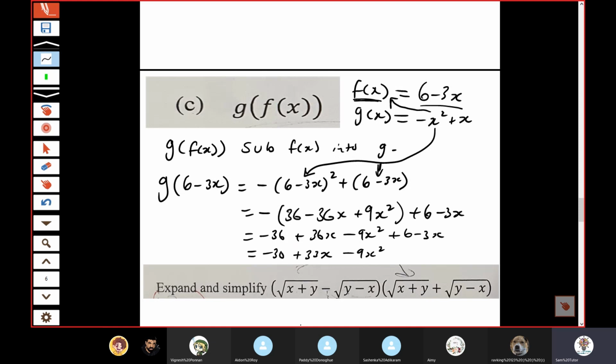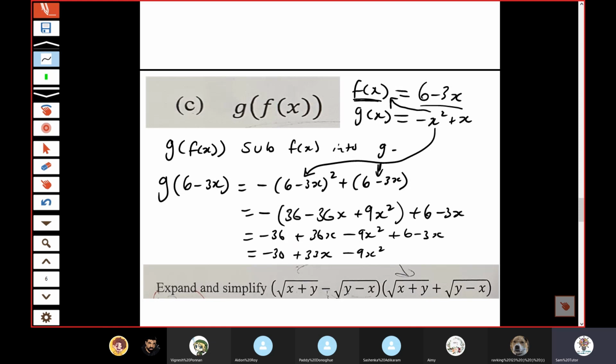You don't need to factorize. Why would you factorize? If the question doesn't tell you to factorize, why are you doing more work now? Good point. You can do it, but why are you doing it? You're doing more work for nothing. So no, you shouldn't factorize.